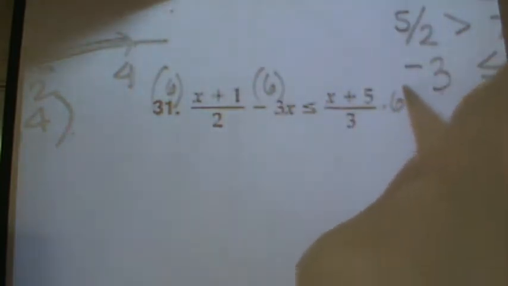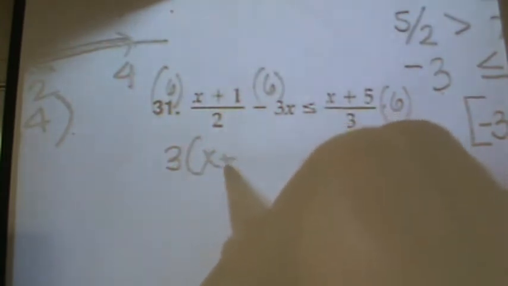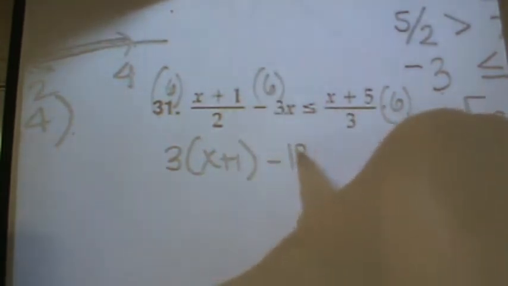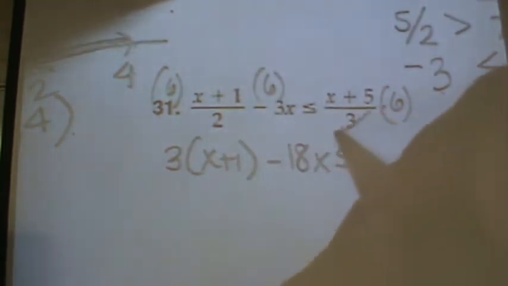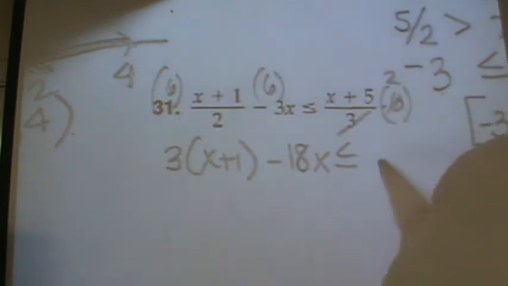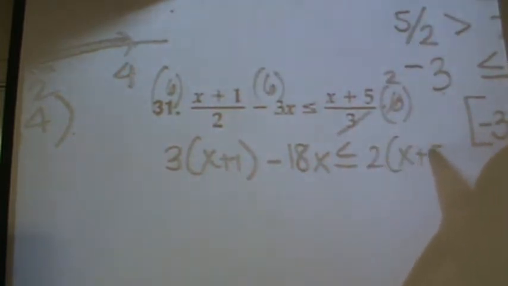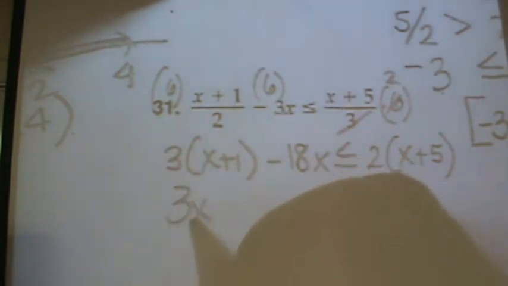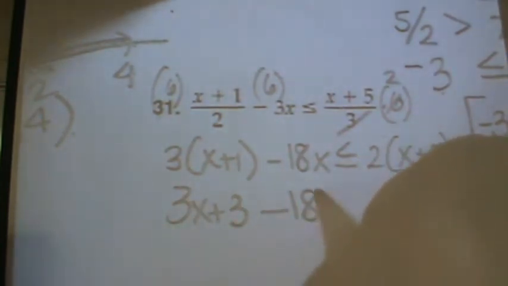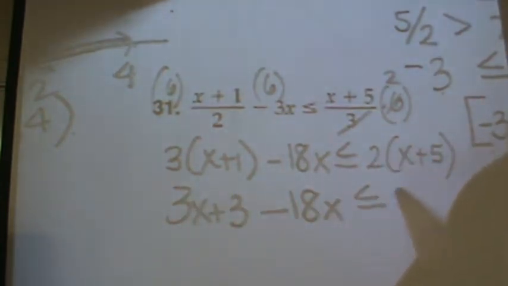And this one, you're going to multiply everything by 6 because we have fractions. 2 goes into 6 3 times, so it's 3 times x plus 1 minus 18x is less than or equal to, that goes in at 2 times, so 2 times x plus 5. So 3x plus 3 minus 18x is less than or equal to 2x plus 10.